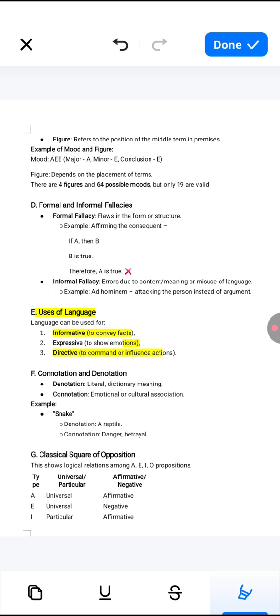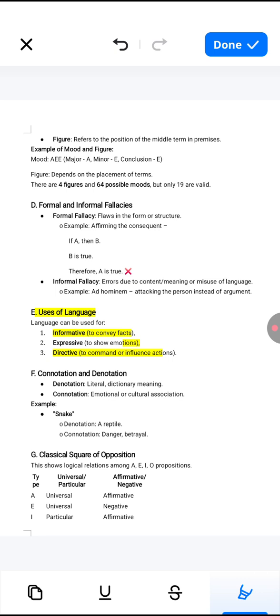Next we have connotation and denotation. Denotation means the literal or dictionary meaning of any word. And next we have connotation, that means emotional or cultural association. For example, snake. Denotation means a reptile. And if we talk about the connotation, okay, here we are talking about emotional or cultural association with a particular word. For example, danger, betrayal.